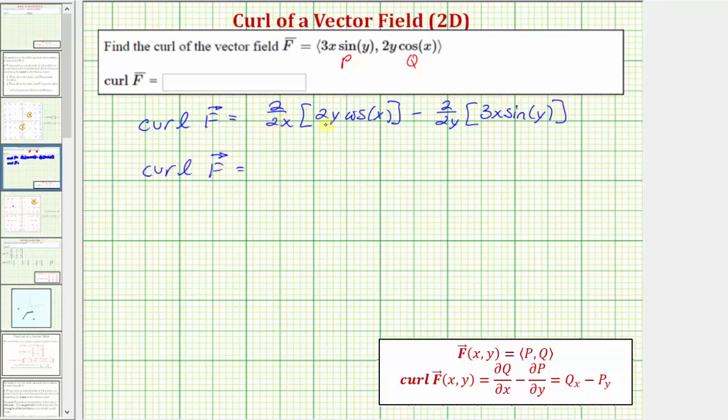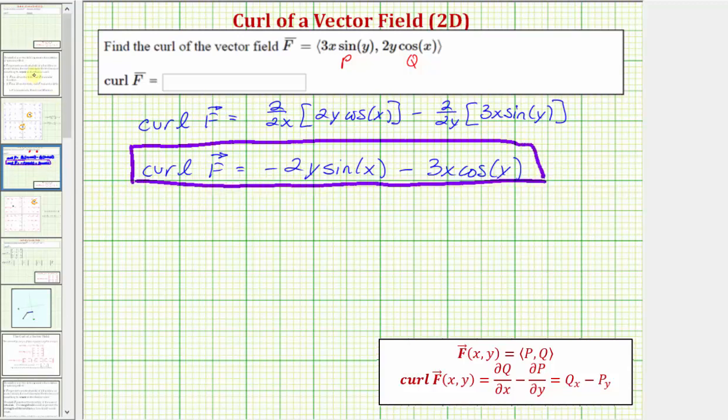So the partial of 2y cosine x with respect to x would be 2y times negative sine x, or negative 2y sine x, minus the partial of 3x sine y with respect to y, which would be 3x times cosine y. This doesn't simplify, and therefore this is the curl of the two-dimensional vector field.